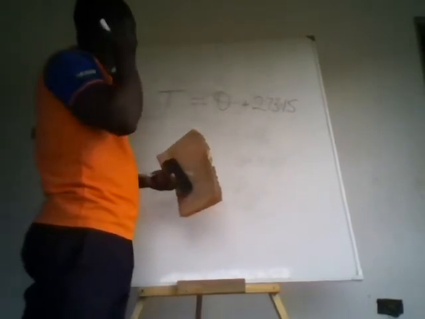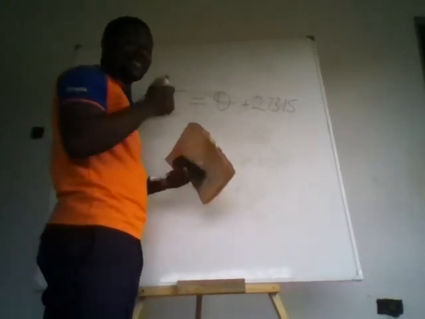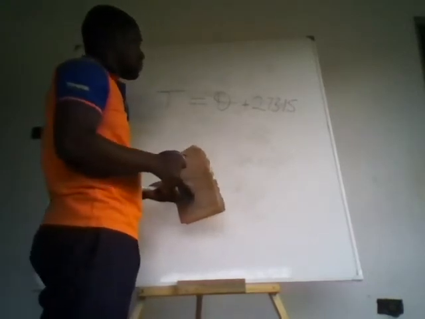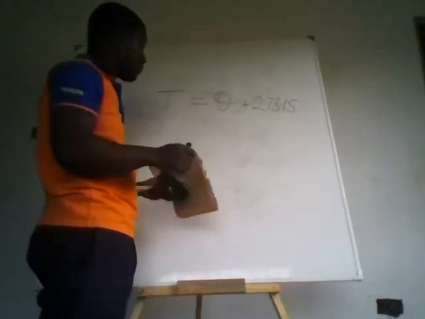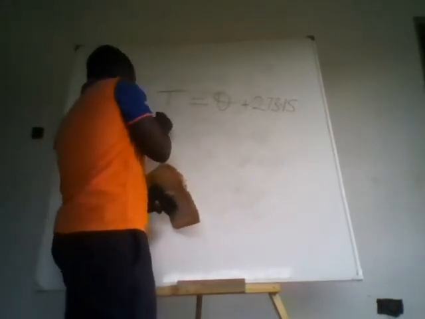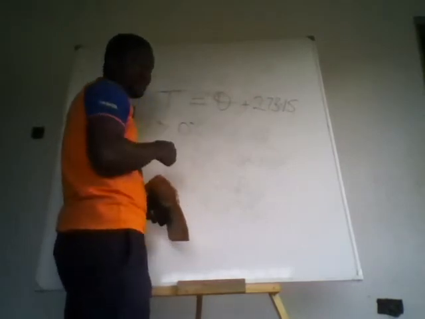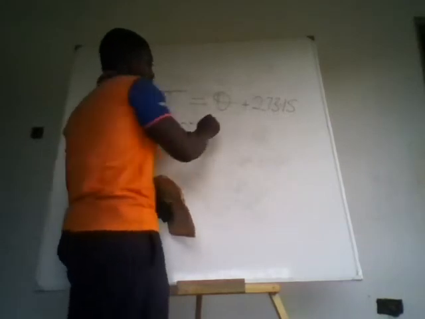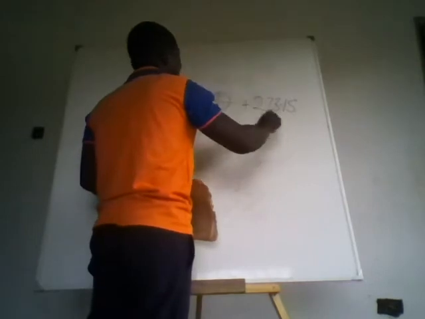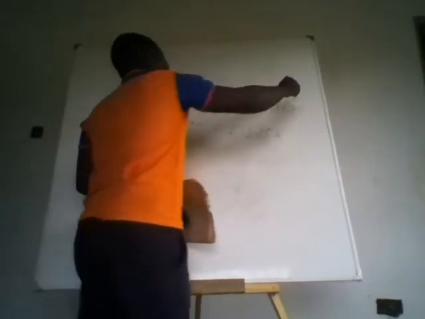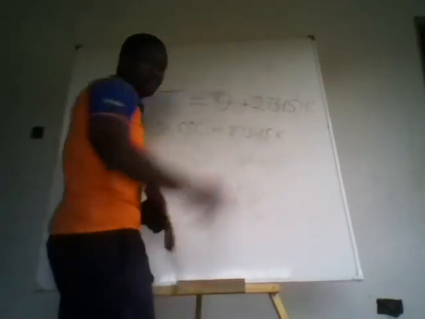So what does it mean? It means that our temperature in Kelvin, if we have 0 degrees Celsius, so this implies that 0 degrees Celsius is equal to 273.15 K.